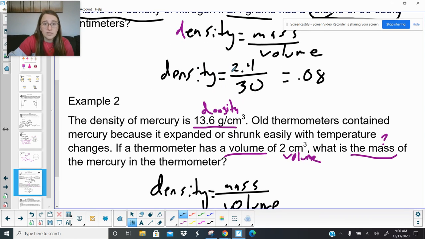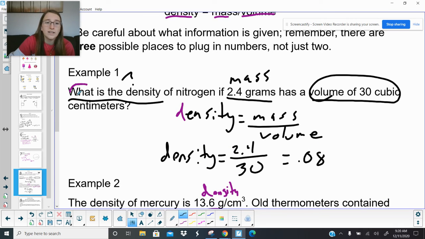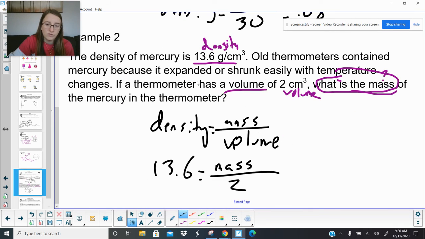Notice the difference between the two questions. It's because they were asking us for different things. What is the mass versus what is the density? So be careful.